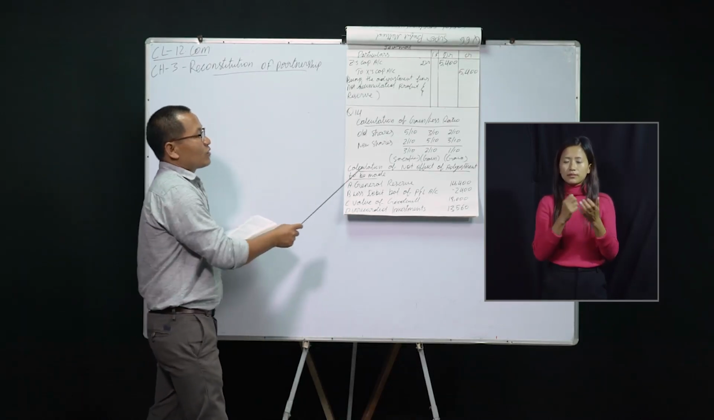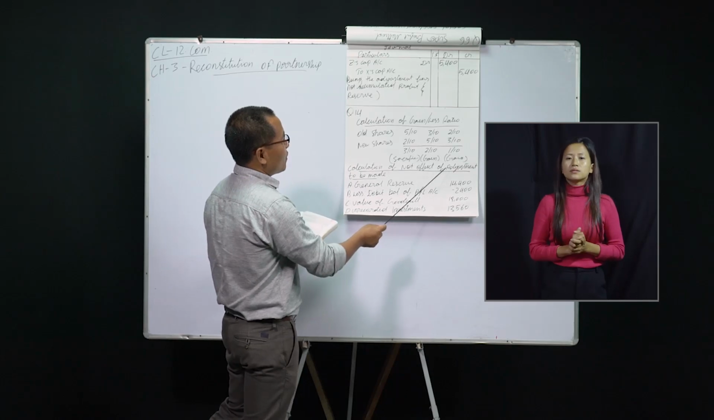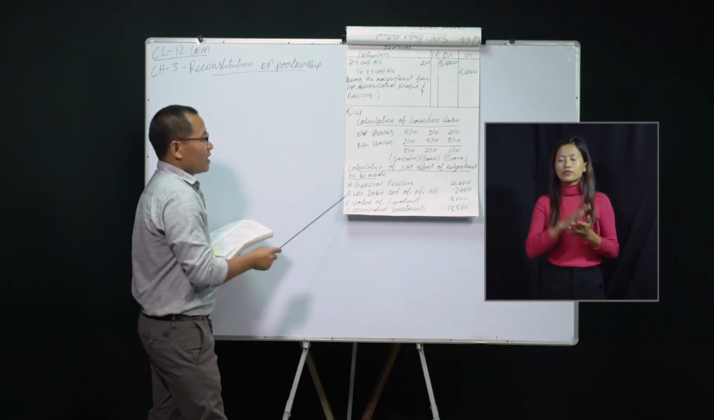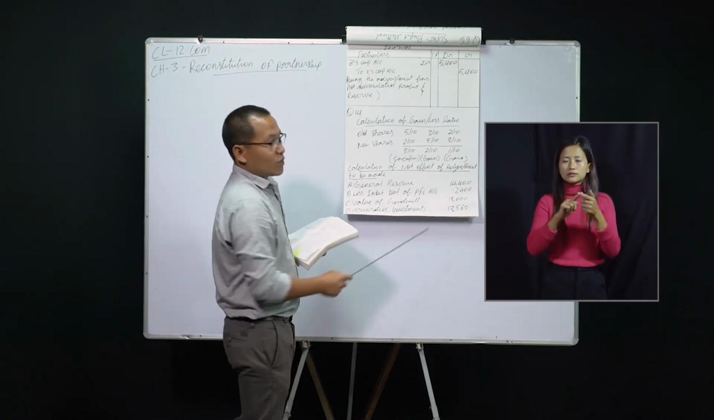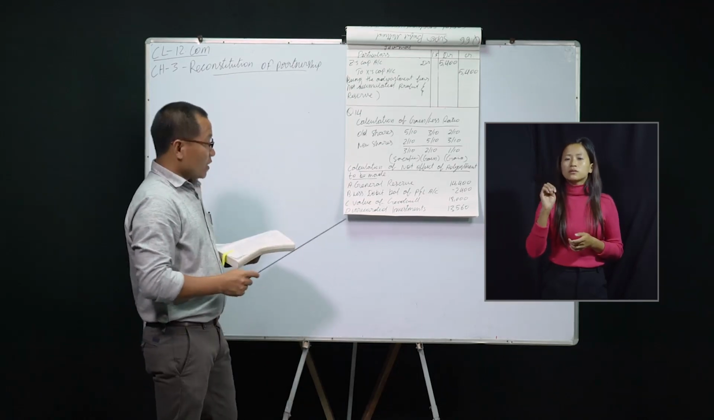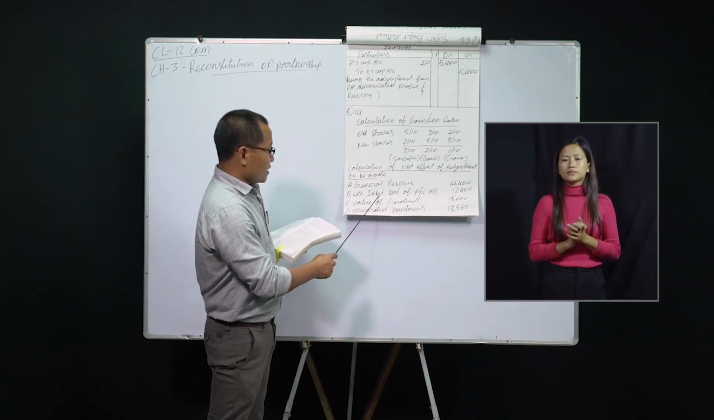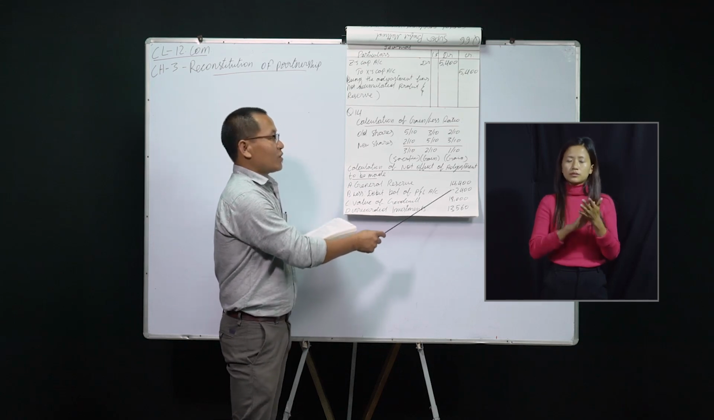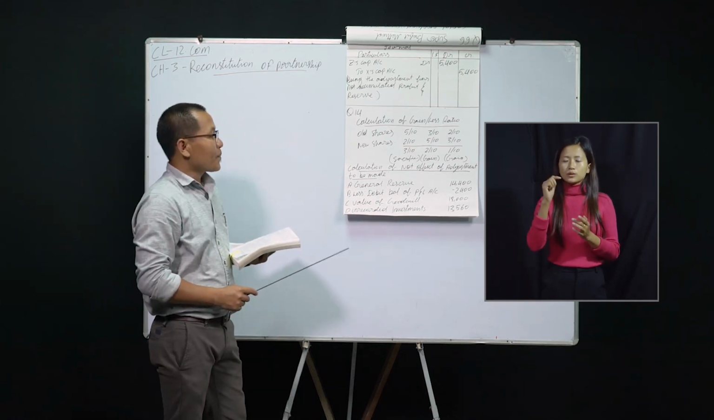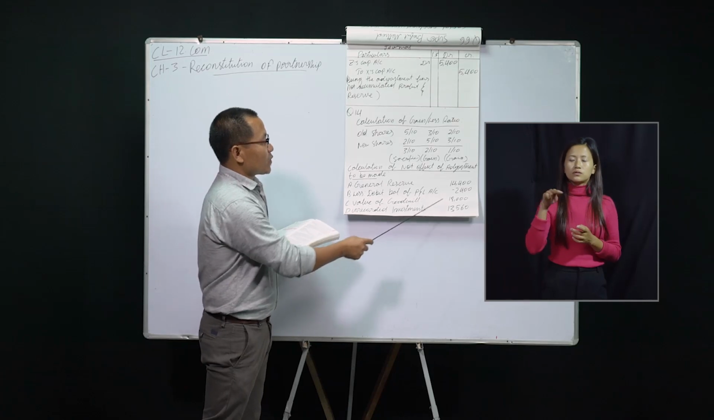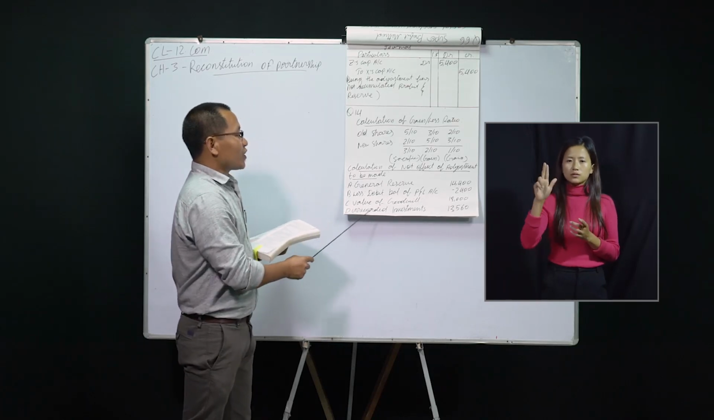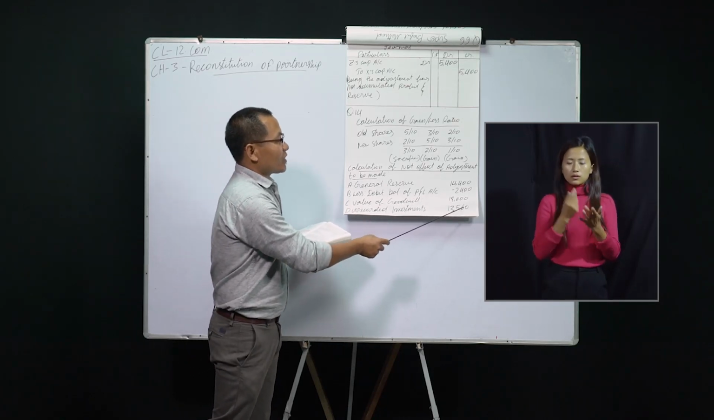Next, we will have to calculate the net profit of adjustment to be made. General reserve is 14,400, that is in your textbook. And also less the debit balance of profit and loss account, minus 2,400. And also the value of goodwill is 18,000. Unrecorded investment is 13,560.